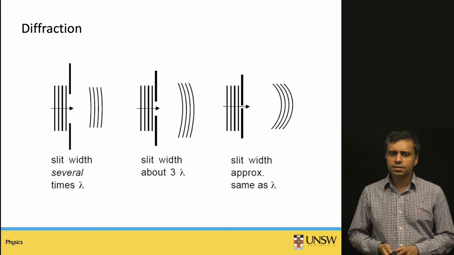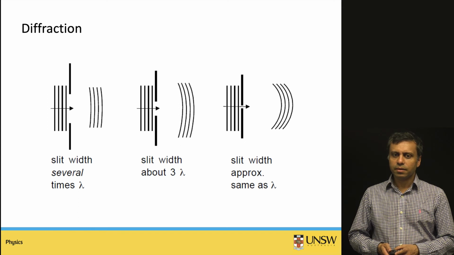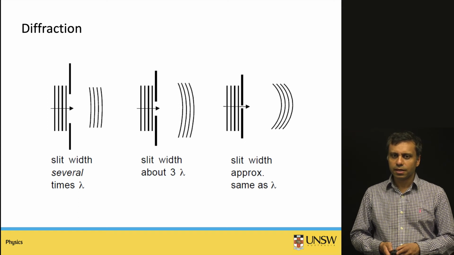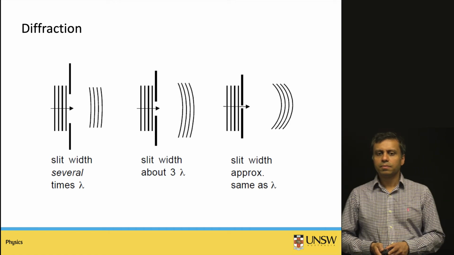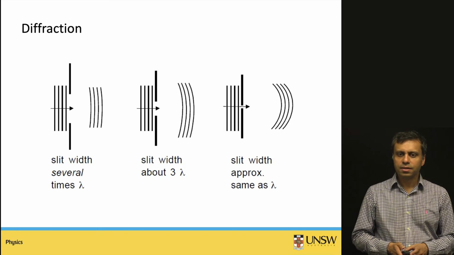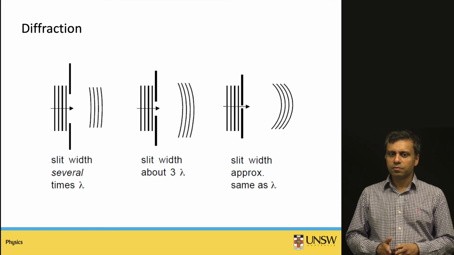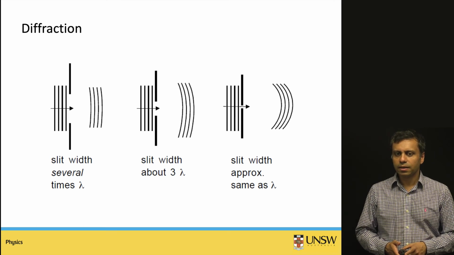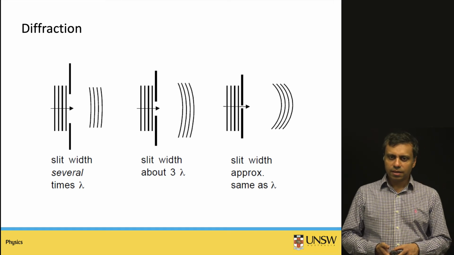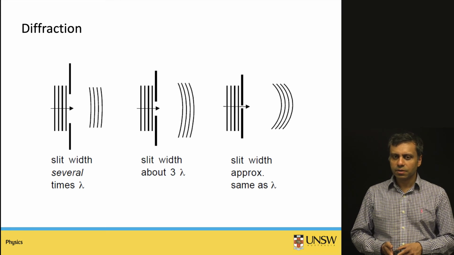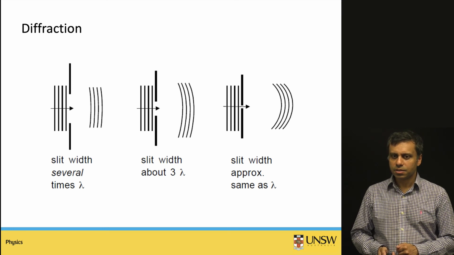If the slit width is several times the wavelength, then the light waves will bend by a very small amount, as shown in the first figure on the left. If you reduce the width of the slit and it becomes comparable to lambda, in this case 3 lambda, then you see the wavefronts of the light wave will bend more, curve more. And then if the wavelength approaches the slit width, the curvature will increase even more. They will become almost circular waves as they emerge out of the slit.